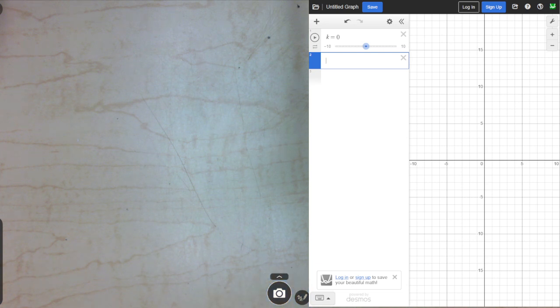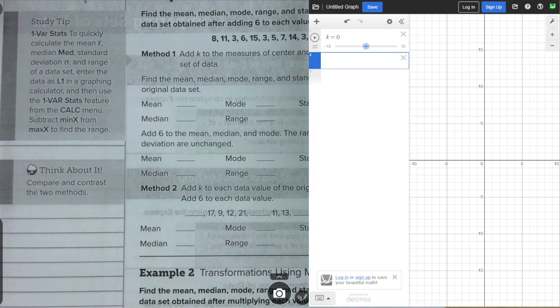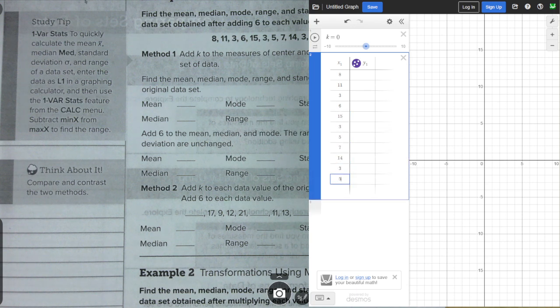All right, so let's do some practice. Here they give us a data set. They want us to find the mean, median, mode, and standard deviation. All right, so I'm going to add a table. There's my table. We're going to enter our data. 8, 11, 3, 6, 15, 3, 5, 7, 14, 3, 5, and 4.